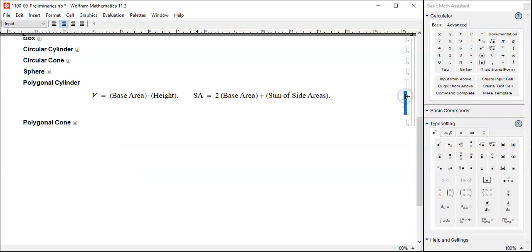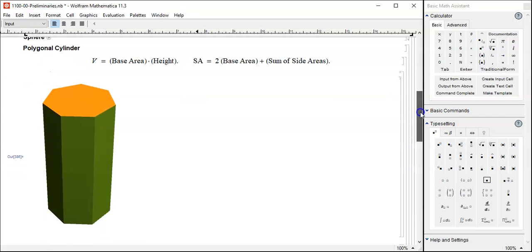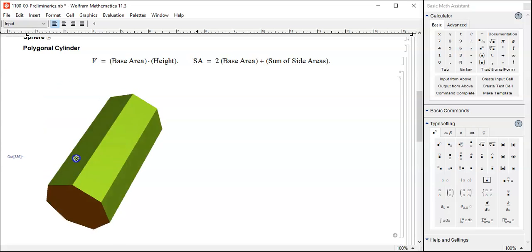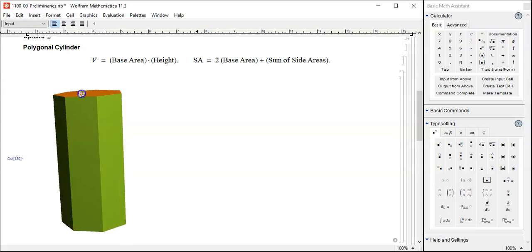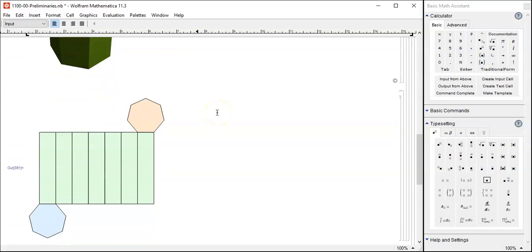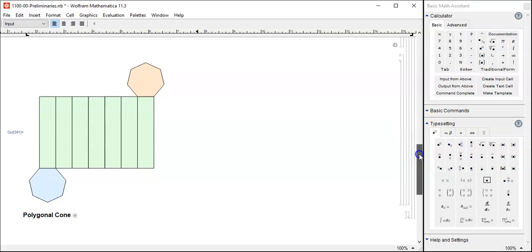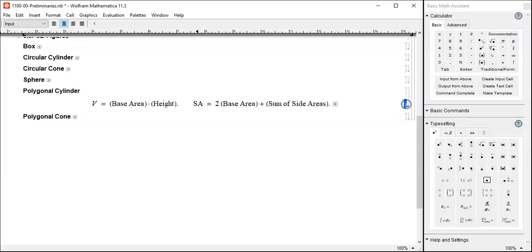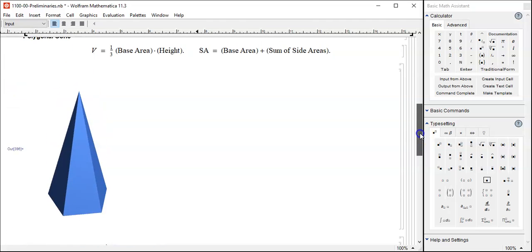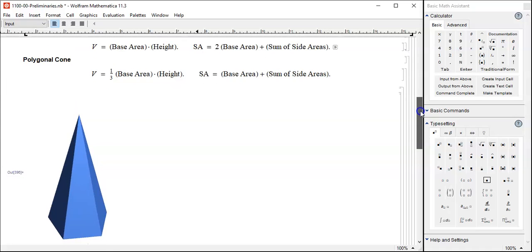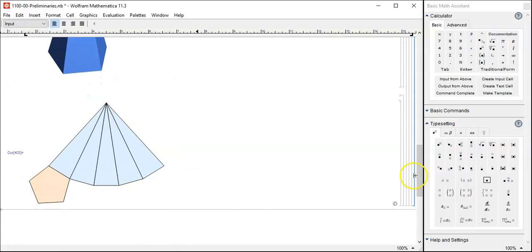Polygonal cylinder. Here's an example. So base area, in this case heptagon, times height. How to get the base area is a little bit different story. You can decompose those accordingly using triangles, so there can be various different ways. From the net, you can figure out the surface area as well. And the same thing goes for cones. Again, we get 1/3. Difficult to understand, but you need calculus for that. And surface area can be calculated through the net.